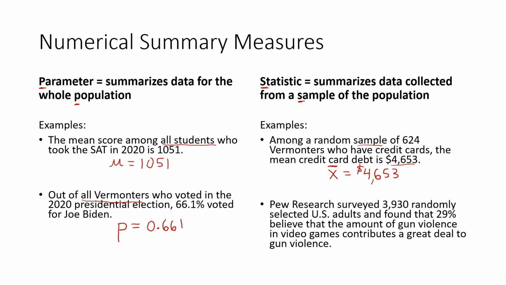Another example, Pew Research surveyed 3,930 randomly selected U.S. adults and found that 29% believe that the amount of gun violence in video games contributes a great deal to gun violence. In this case, the data came from a sample of the US adults, and so this proportion that we're interested in here is calculated from a sample. P hat, the sample proportion, is our statistic, and expressing that percentage as a decimal, P hat is equal to 0.29.